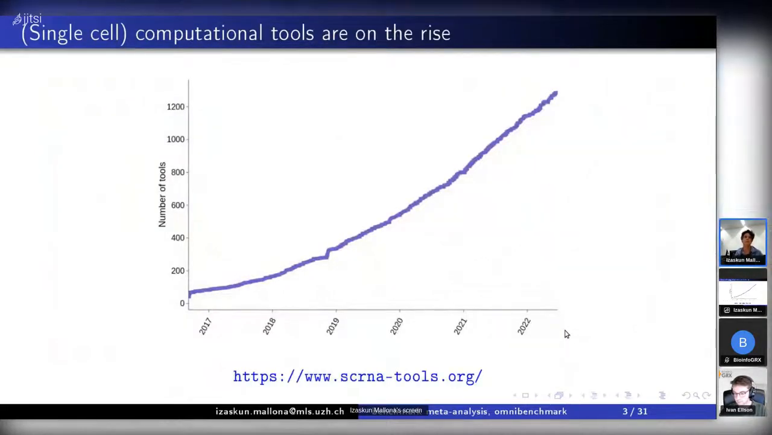So why benchmarking? It's tricky to introduce the topic. I'd say a way to do that is to discuss any field in our computational biology realm, any subfield like single cell or RNA-seq or anything like that. If you check on the x-axis, the years, the latest years, and then the y-axis, the cumulative amount of tools, methods that are out there, you see that this is increasing and it's nonstop. It's not going to decay.